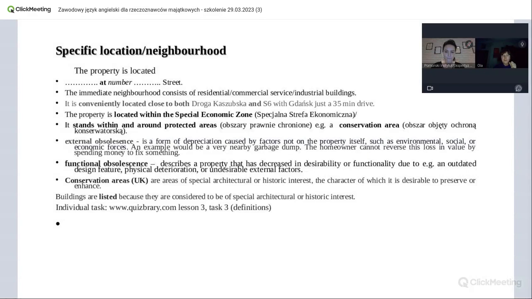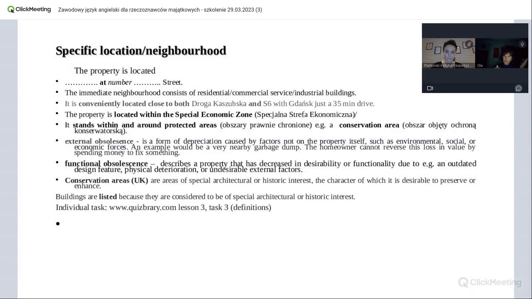External obsolescence is a form of depreciation, so it is something negative. It is the negative impact caused by factors not on the property itself. That's why it's external. For example, it is environmental, social, or economic forces. If the property is located nearby a garbage dump, that's not a nice location. The house can be beautiful, but it's not a nice location in general. So the homeowner cannot reverse this loss in value by spending money to fix something in the property, because the only way is simply to get rid of the garbage dump, which probably is not possible. So this is external obsolescence, yes?